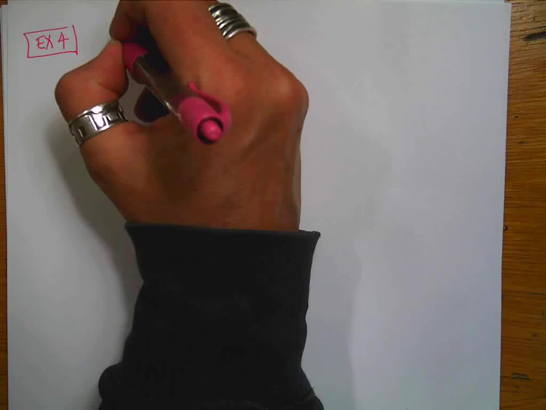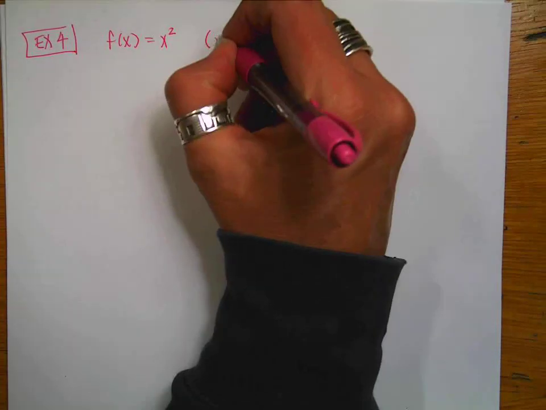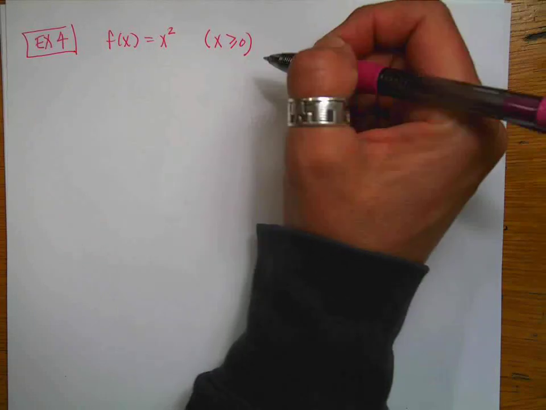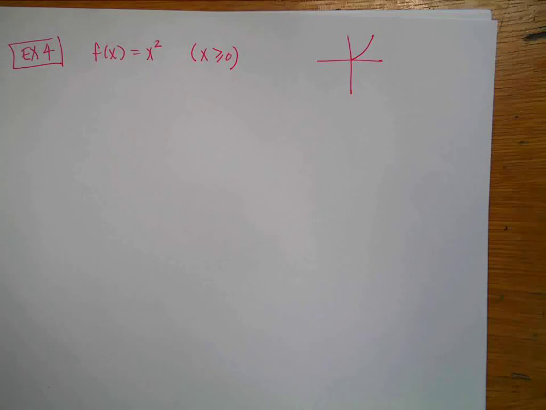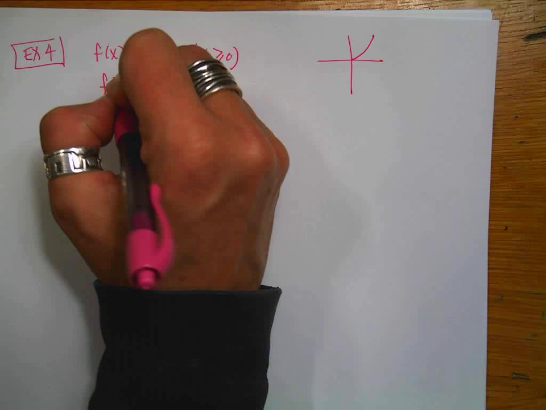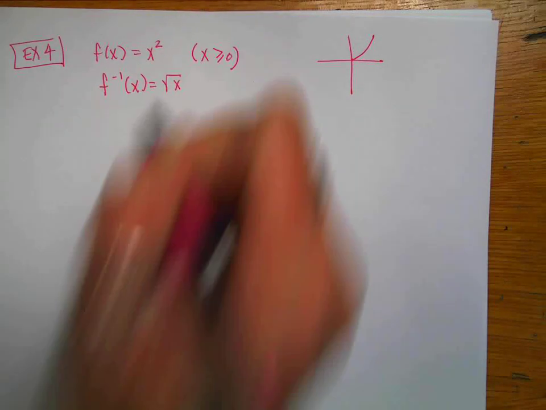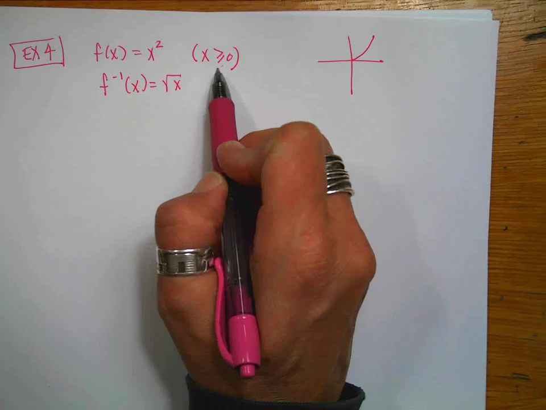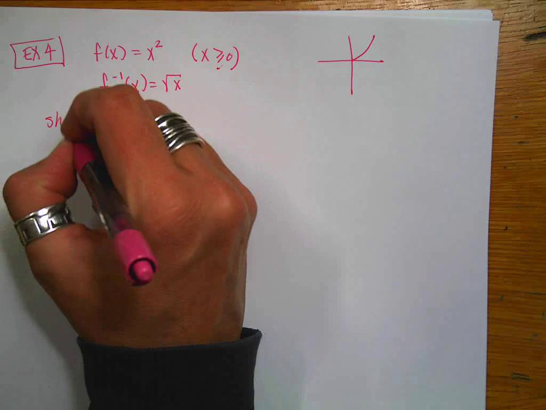So example number 4. We're going to be given that f of x is equal to x squared, but we're only going to consider x is greater than or equal to 0. So if you think about the graph, we're going to do that portion of the parabola. And I know that the inverse of that is going to be equal to the positive root, because I only considered this portion.